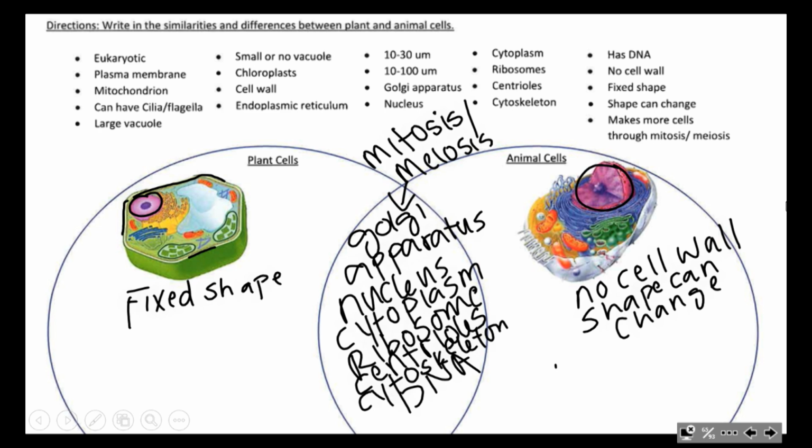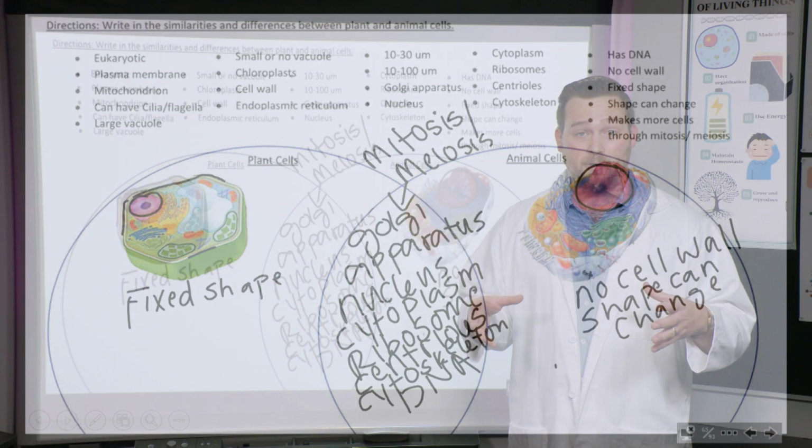So y'all, these are ways that animal and plant cells are similar, but it's also showing some key differences on how they're different from one another. That's what we really want to focus on, okay?